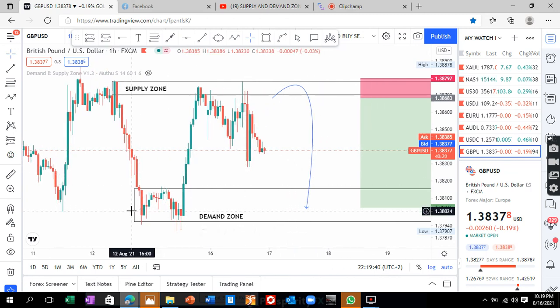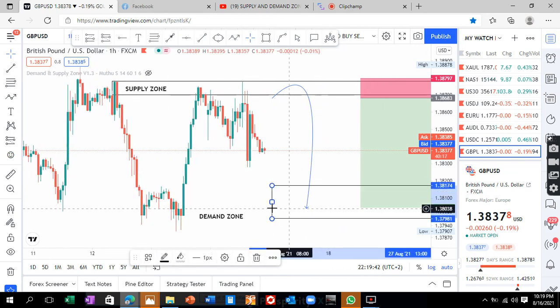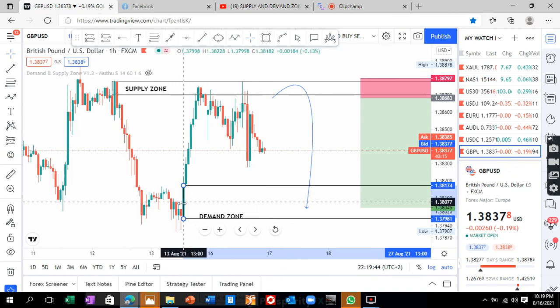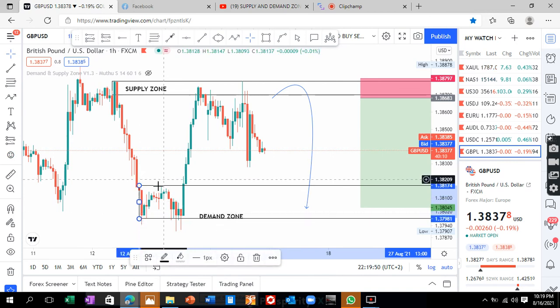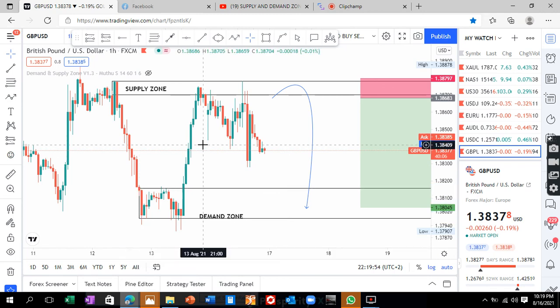Once price comes back to this level, you can take a buy as long as you have what? Confirmation. As simple as that. Just wait for price to come to that level, have your confirmation, and pull the trigger. It's as simple as that.